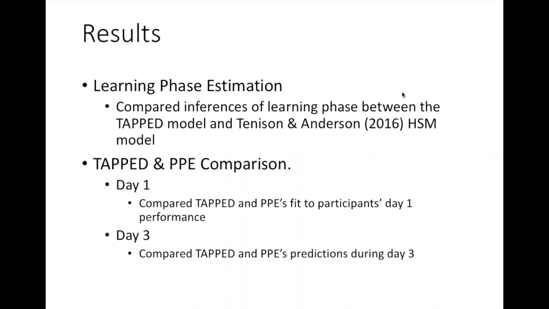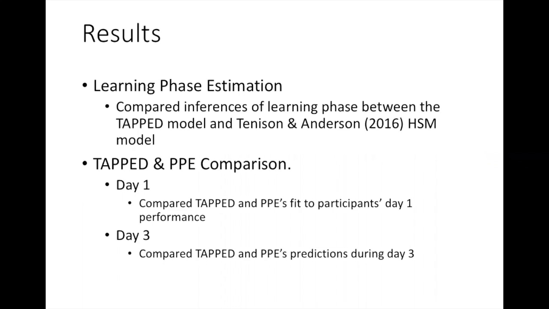So next we'll be moving on to our results. In the results I'm going to discuss here today, we really had 2 major questions. One, we wanted to compare the inferences of learning phase between the TAPT model and Tenson-Anderson's hidden state Markov model, to compare if they're making similar inferences on the individual's learning profiles.